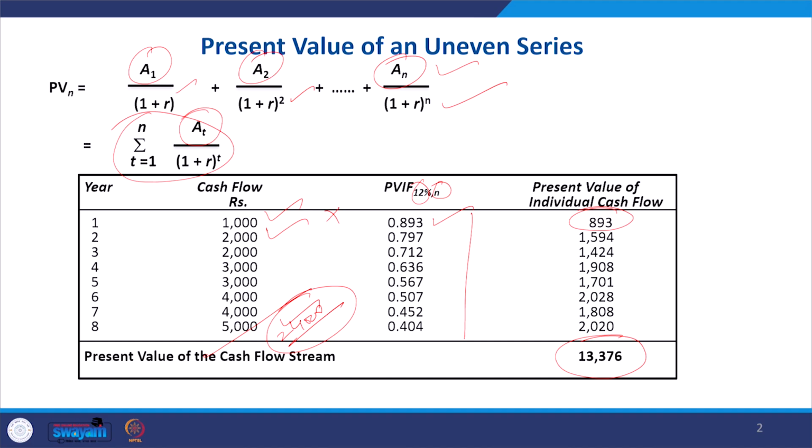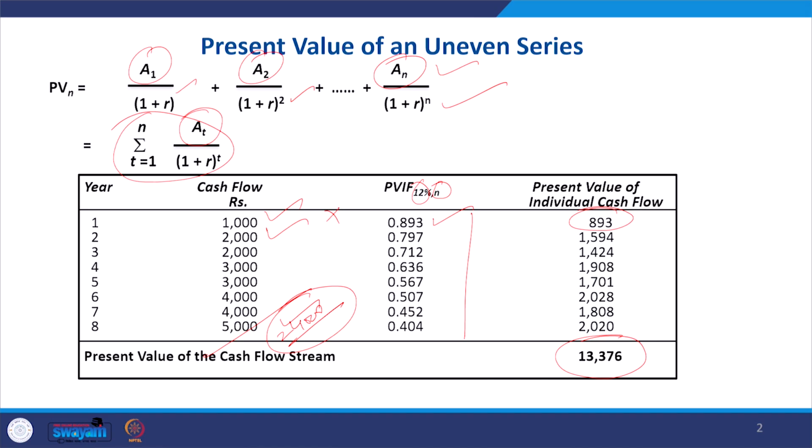For example, the first cash flow of 1000 is coming to us after 1 year. So how much is that in the present day, or what is the value of that in the current time? That 1000 which we will receive after 1 year will be equal to 893 rupees of today, because it is coming after a span of 1 year.